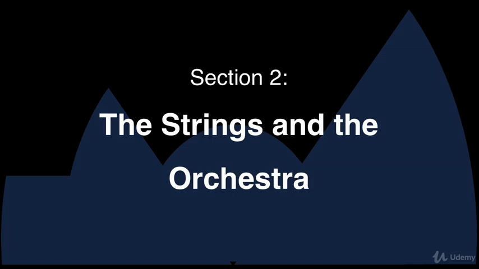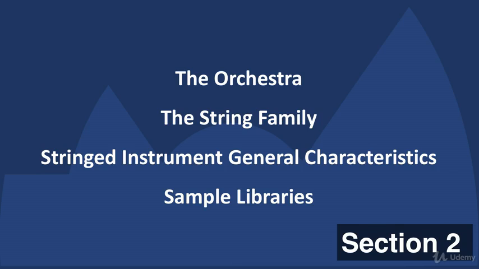In section 2, we'll look at the strings and the orchestra. So here we're going to dive deep into the orchestra itself, learn about the types of orchestras, the layouts, numbers, sections, those sorts of things, and then we will focus directly on the string family. So we're going to learn about the physical characteristics of the string family, what each instrument sounds like, so you have a general overview of the string family by the end of this section.